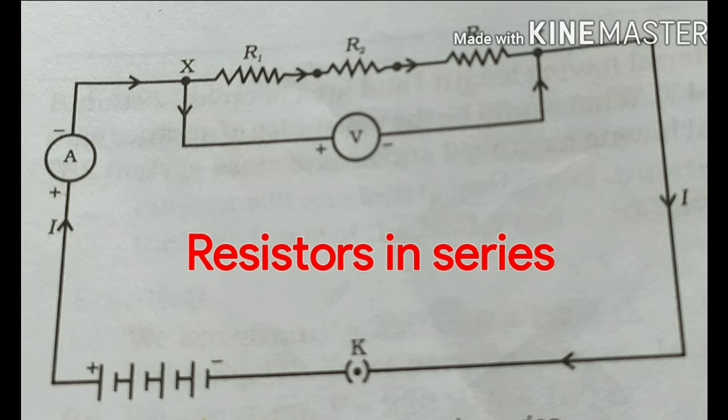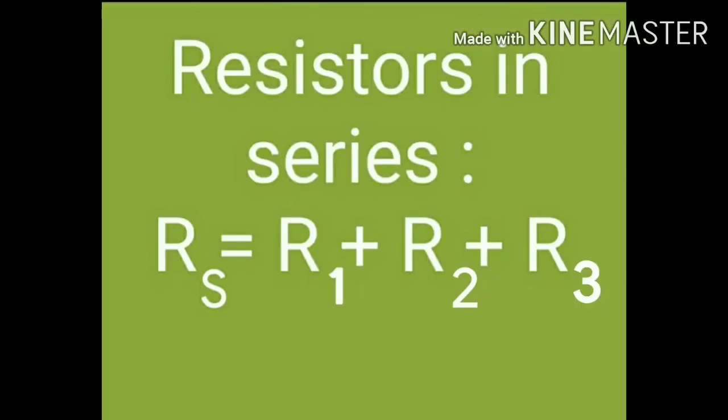We have the formula for calculating resistors in series. It is given as Rs is equal to R1 plus R2 plus R3. Rs stands for resistors in series.